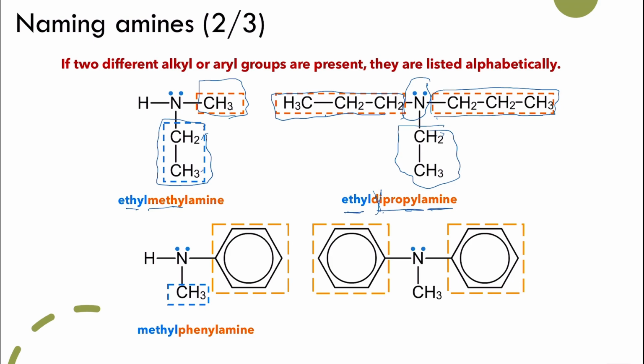Something like this one, this is a secondary amine. We have a methyl group and we have a phenyl group. So to arrange them alphabetically, it's going to be methyl phenyl amine. This one has two phenyl groups and a methyl. Again, the methyl will be mentioned first and then diphenylamine. This is a tertiary amine.